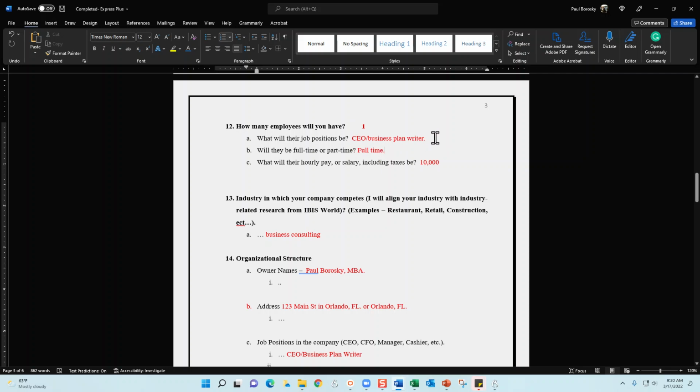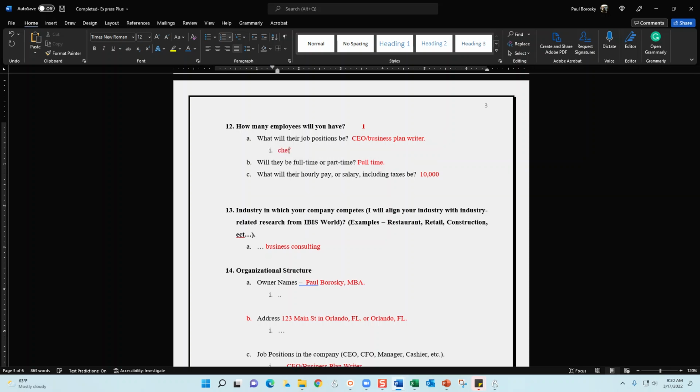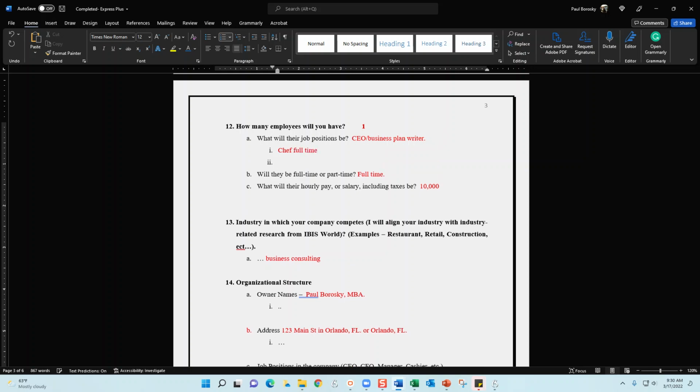If you have 3 or 4 positions, just put right next to it something like chef, and then maybe full-time, or cashier dash part-time. So something like this would be perfect. And then the hourly rate, how much are they going to pay him an hour? So maybe a cashier, 10 an hour, and then a chef might be 25 an hour. So something like this would take care of how many employees and what their pay rate's going to be.